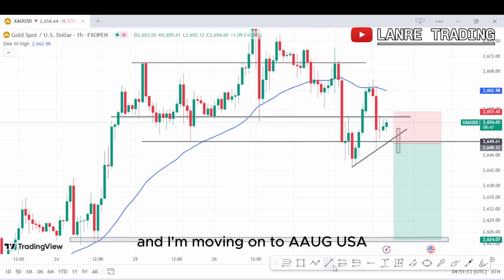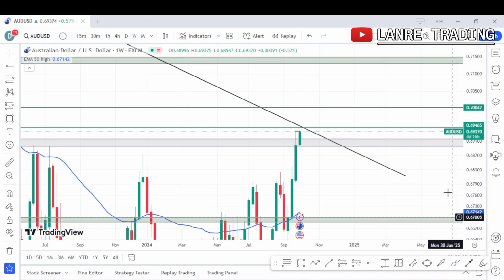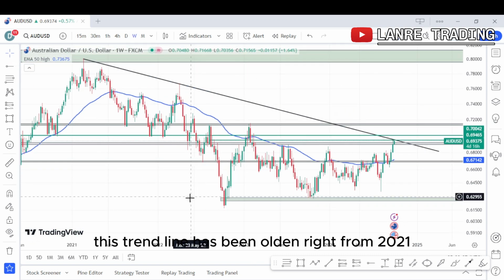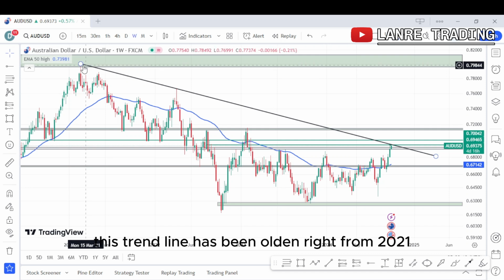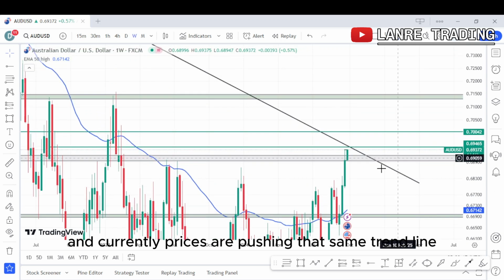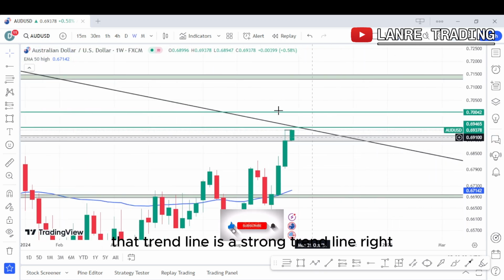And I'm moving on to AUD USD, just to show you another amazing entry that we have for this week. For AUD USD, I need to show you something real quick. This trend line has been holding right from 2021. Price came back to respect it in 2022, and currently price is approaching that same trend line. We should understand that that trend line is a strong trend line, right?